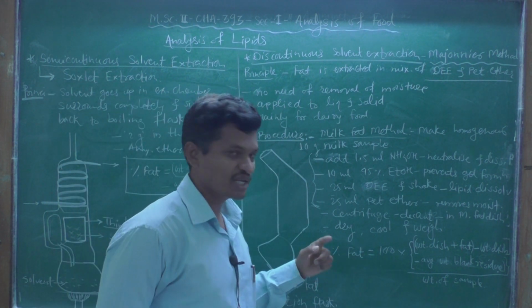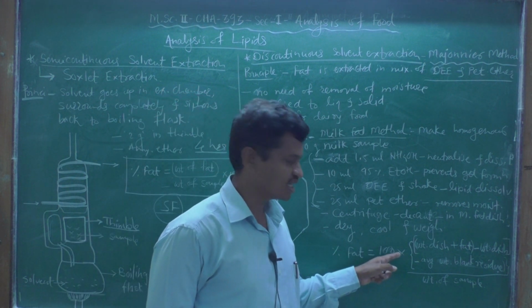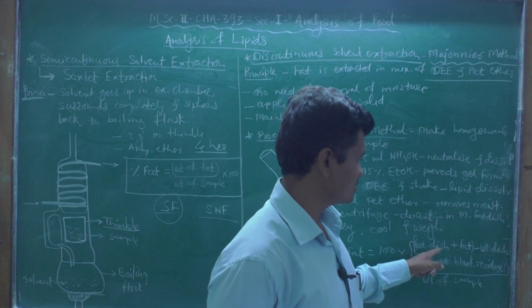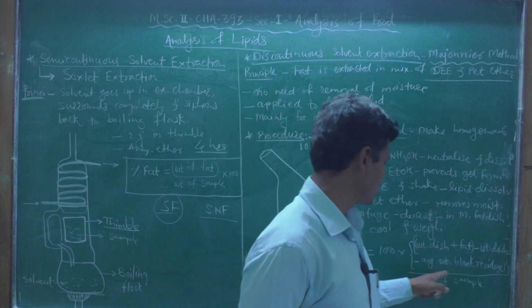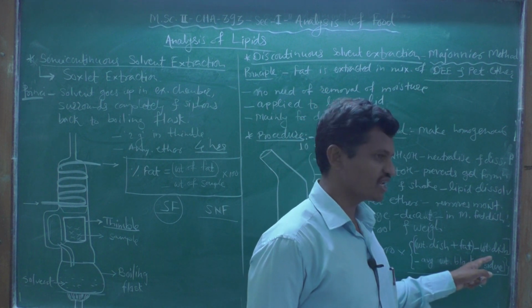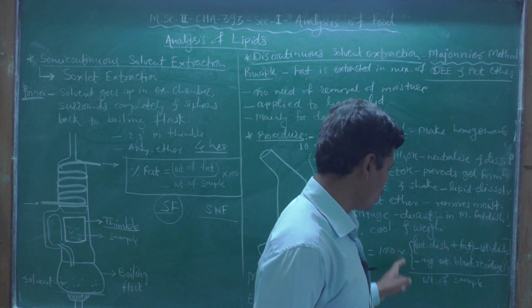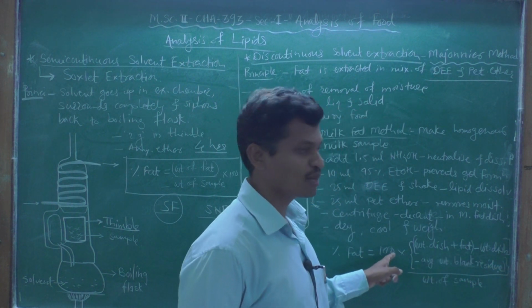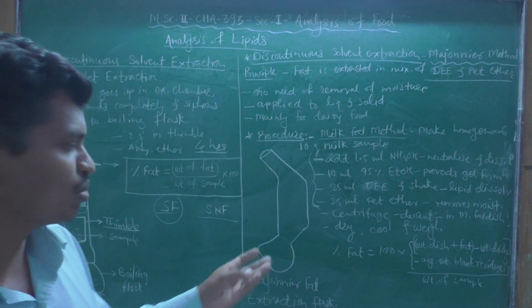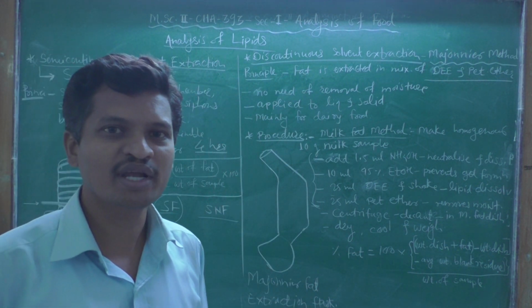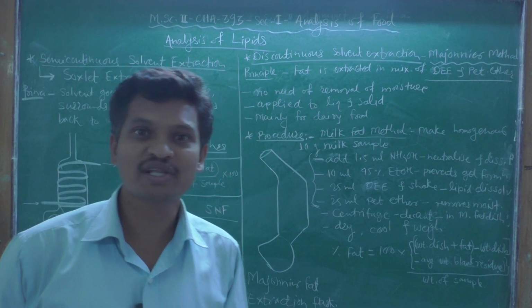The fat percentage can be calculated by using the formula: percentage of fat is equal to 100 into weight of dish plus weight of fat minus weight of dish minus average weight of blank residue, divided by weight of sample, and this whole ratio is multiplied by 100. So this is the formula for determining the fat content or lipid content present in our milk sample.